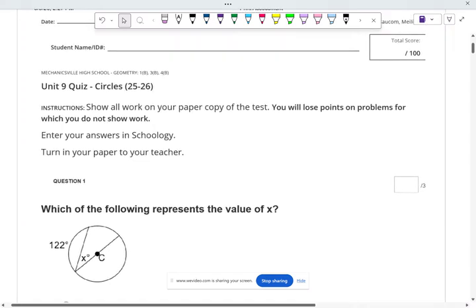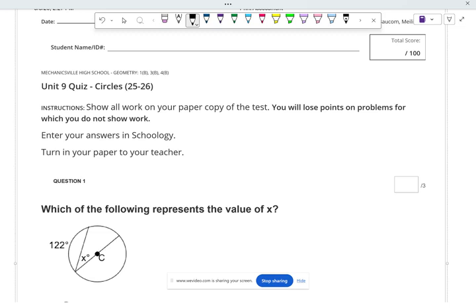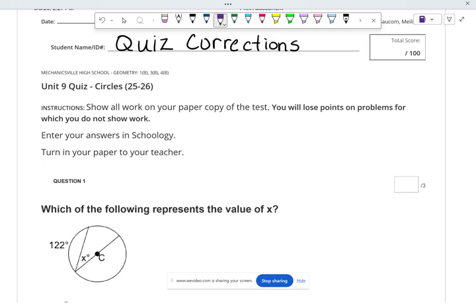These are the Unit 9 quiz corrections on circles. Please remember to earn credit, you need to show all work on your copy of the quiz.